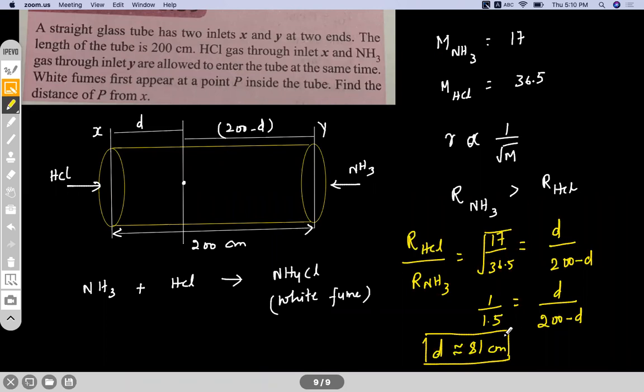Any doubt in this? Any doubt in this? Tell me.